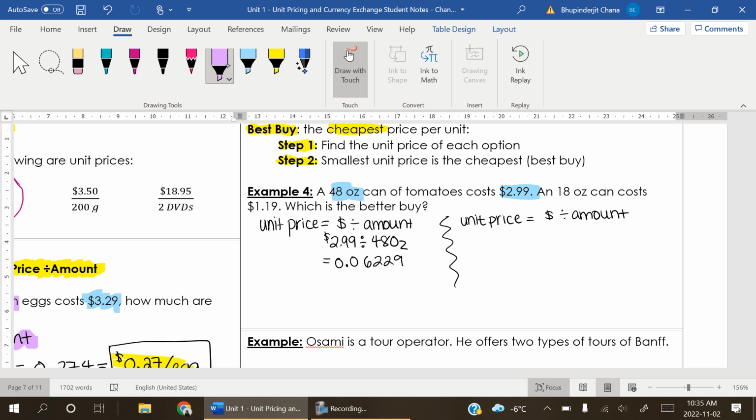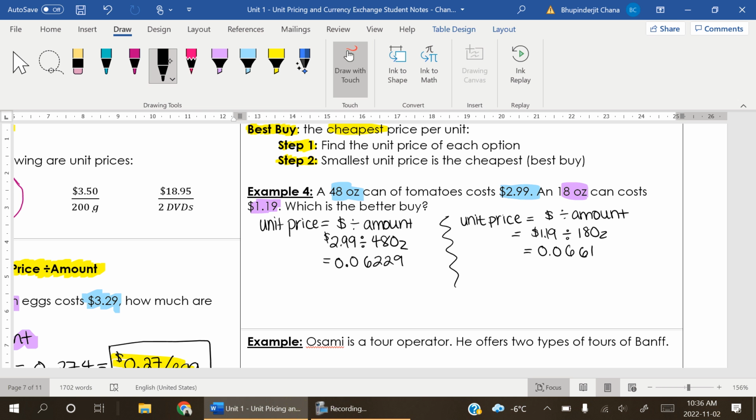And I'll highlight this one in purple. Got 18 for $1.19. So $1.19 divided by 18 ounces. Let's plug this into our calculator. So 1.19 divided by 18, 0.0661.